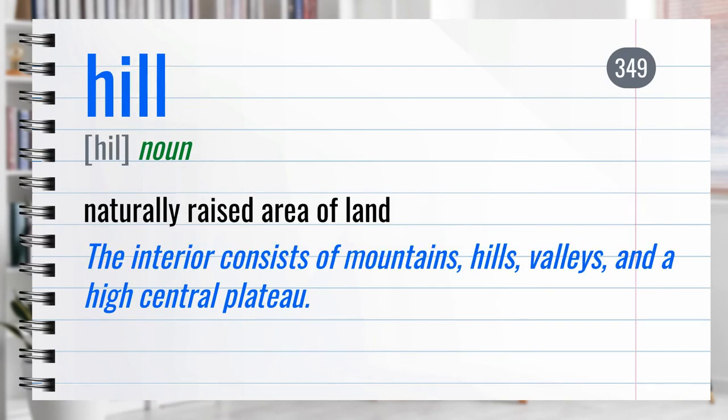Hill. Hill means naturally raised area of land. For example, the interior consists of mountains, hills, valleys, and a high central plateau.